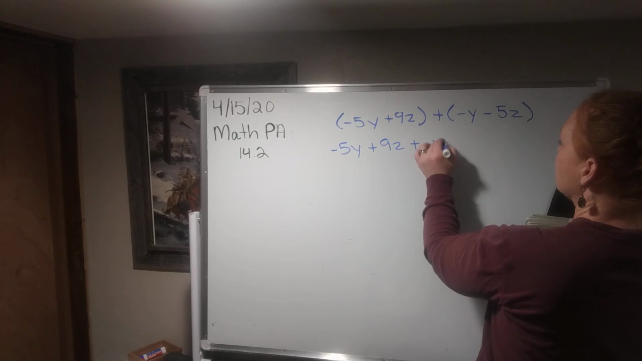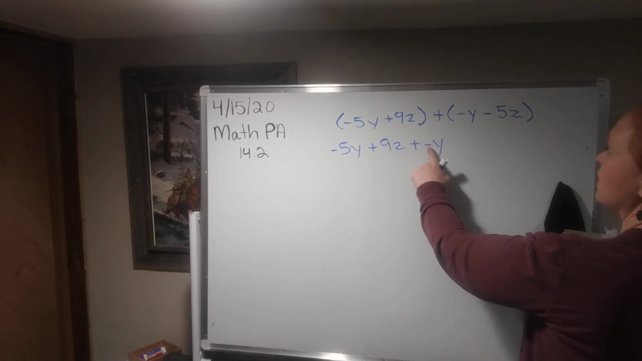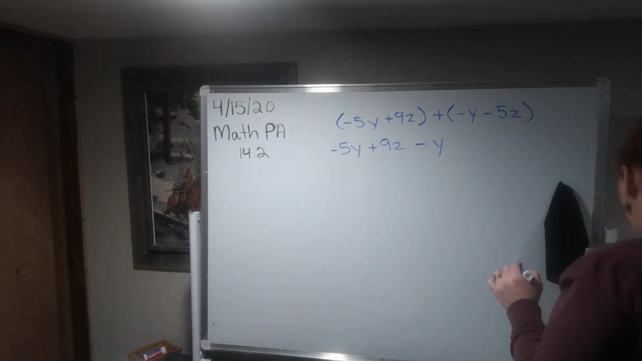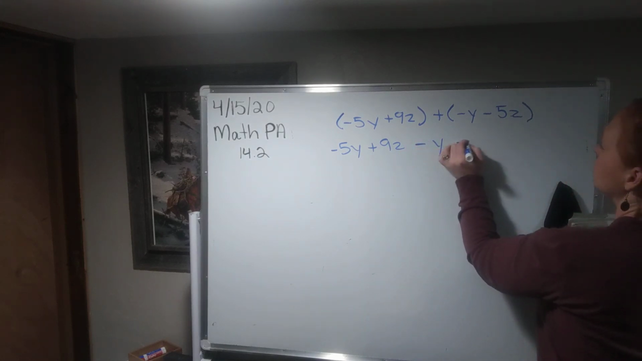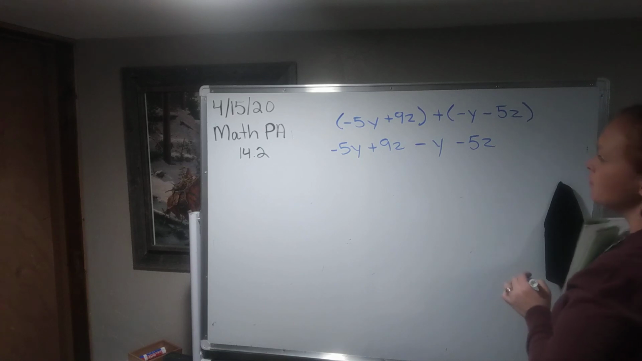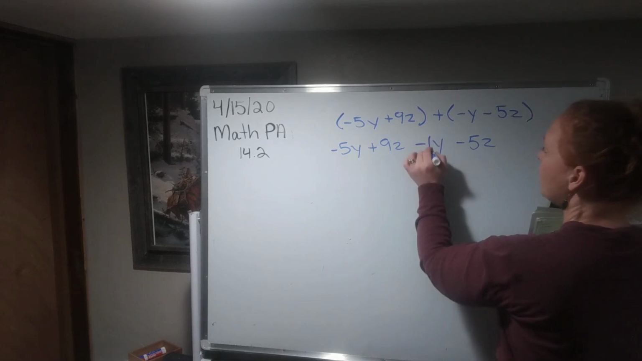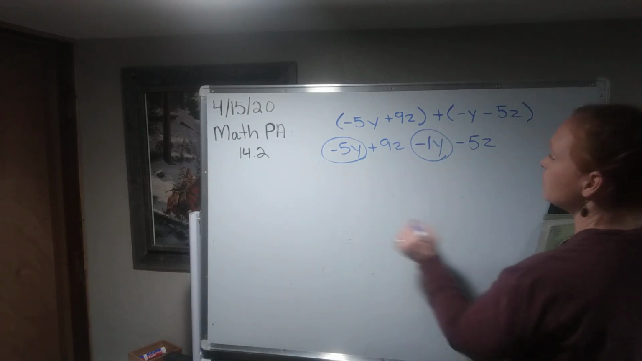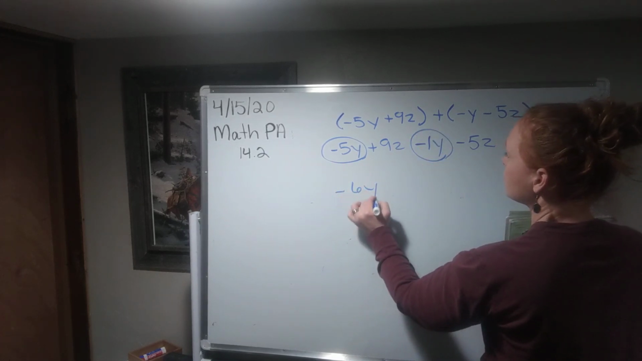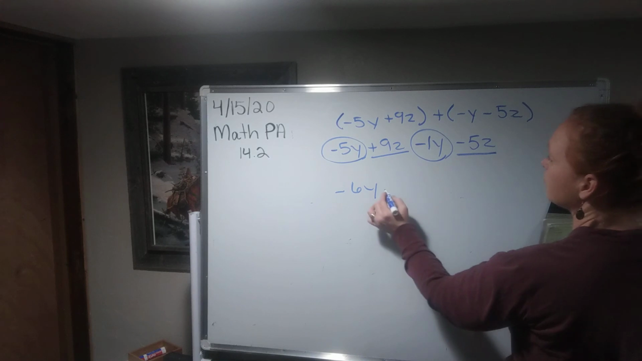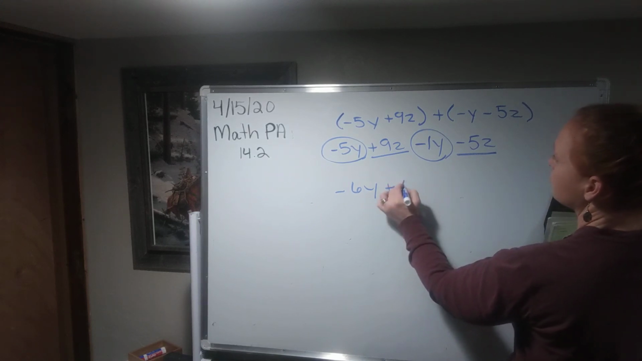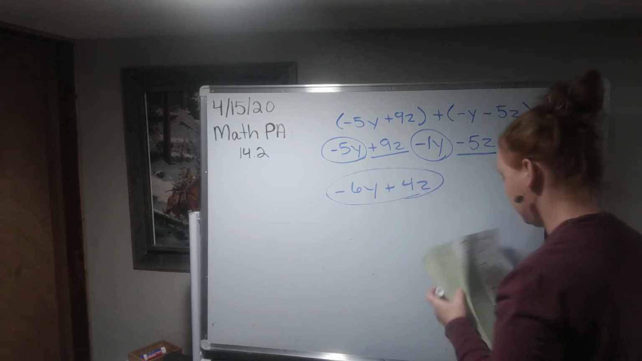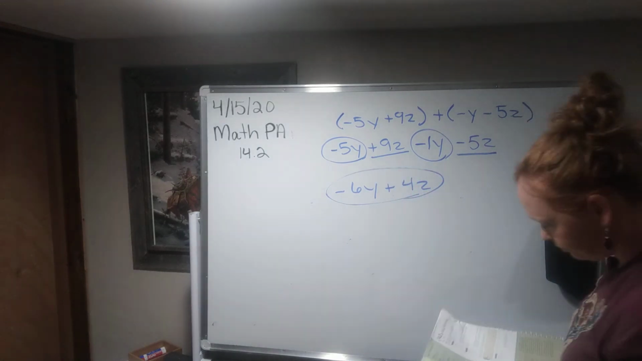Now, plus minus y, what should I do there? A positive times a negative equals a negative. So I can just do minus y minus 5z. Okay, I'm going to put a 1 in front of my y. I'm going to combine my like terms. Okay, and I can't do anything else, so I leave my answer there.